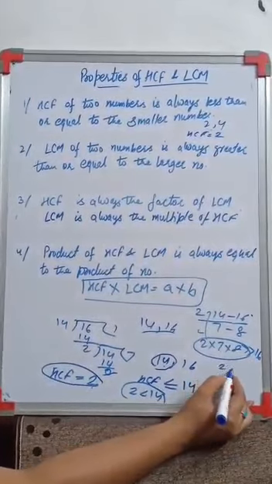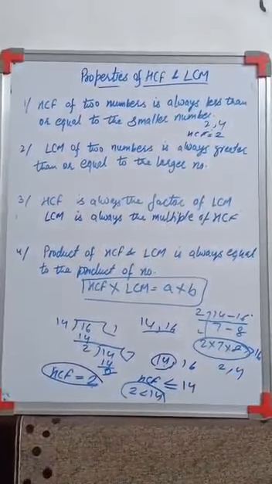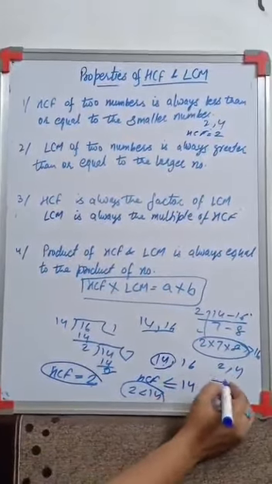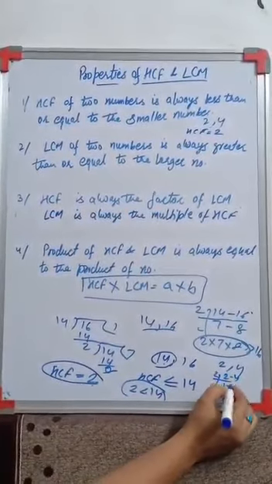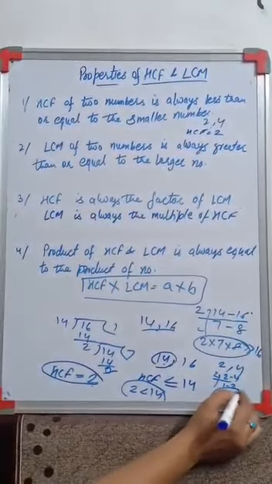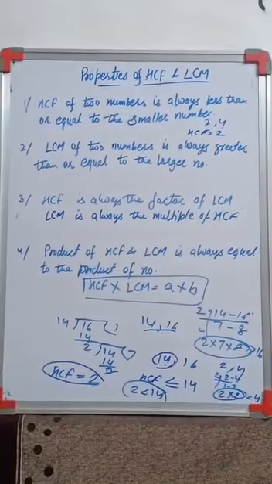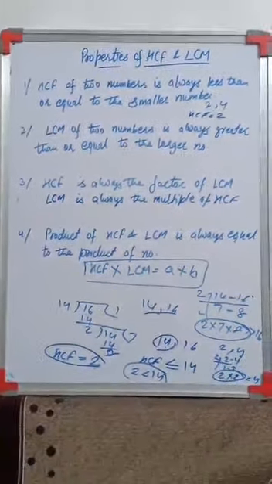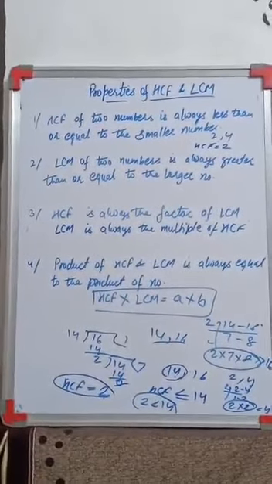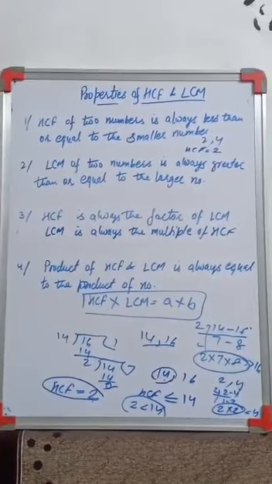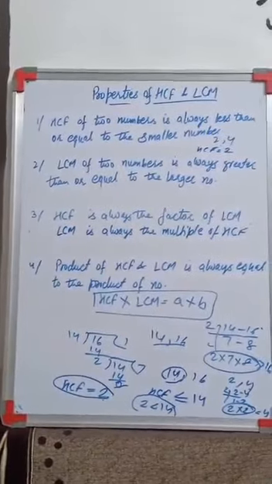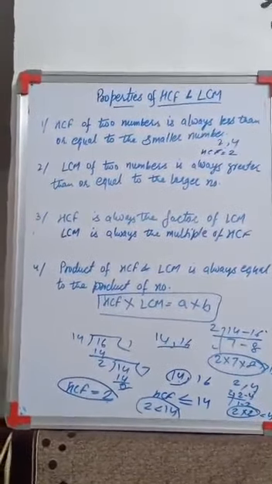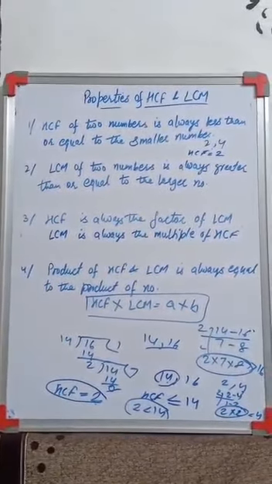If I am taking 2 and 4, what is the LCM of this? 2 1s are 2, 2 2s are 4. So the LCM is 4. That means the LCM of two numbers is equal to the larger number. So the first property: the HCF is always smaller than or equal to the smaller number, and the LCM is always greater than or equal to the larger number.